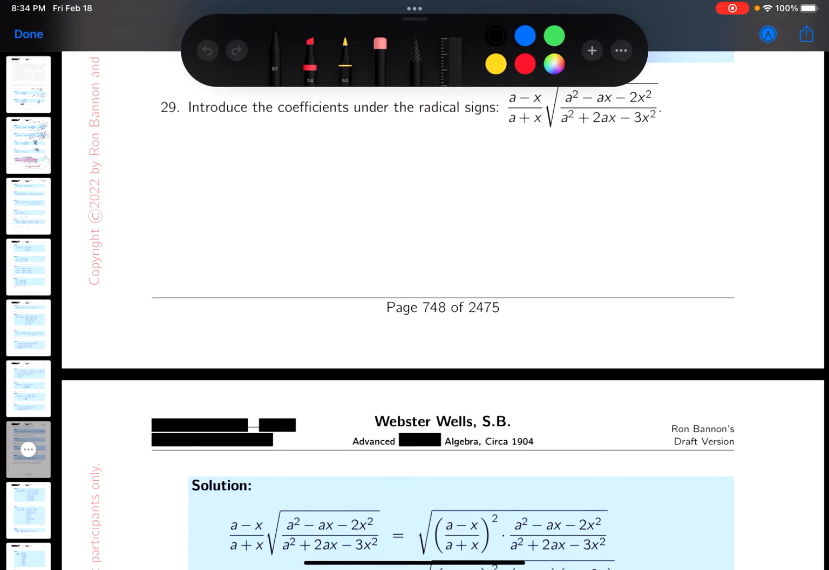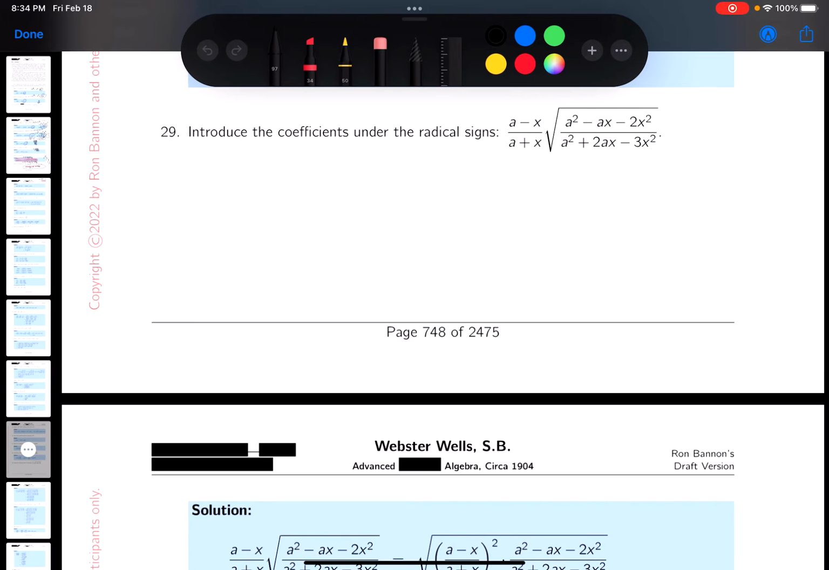Okay, it says introduce the coefficient under the radical sign. And that's a square root, so let's put this down. It looks like it might be easy to do, but there could be some simplifications to consider. So I'll write this over here. This is a minus x squared and a plus x squared.